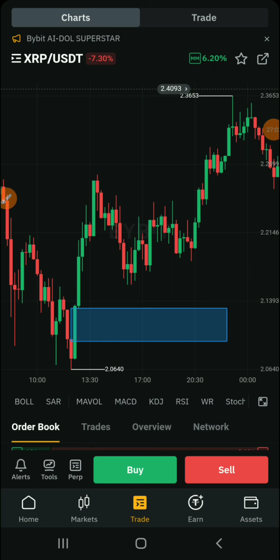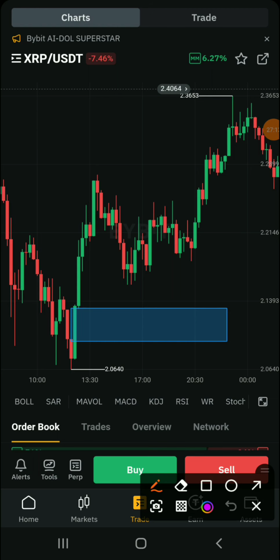All right, so after spotting this, you can just take your entry right here. You can just take your entry at the end of this 15-minute candlestick, so the market can actually ride up with you and you make some profit.